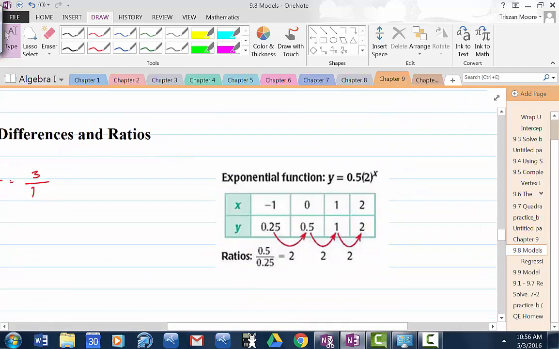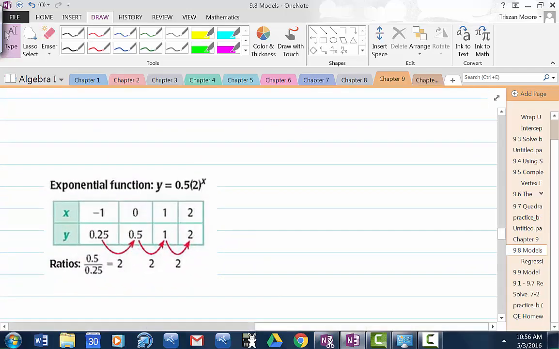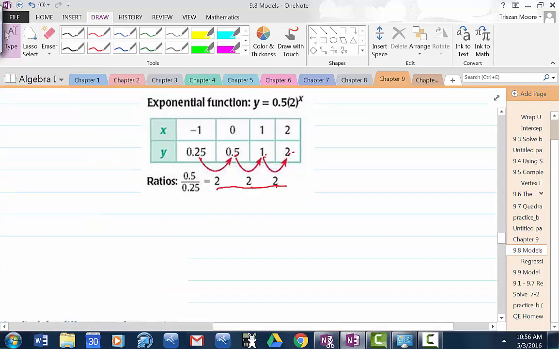For an exponential function, it's not the difference between the two, but if the ratio between the outputs is consistent, is the same, then you're dealing with an exponential function. In other words, notice that it's going from 0.25 to 0.5 to 1 to 2. If you take 0.5 divided by 0.25, you get 2. 1 divided by 0.5, 2. 2 divided by 1, 2. If in fact the ratio between the output values is the same, you're dealing with an exponential function.